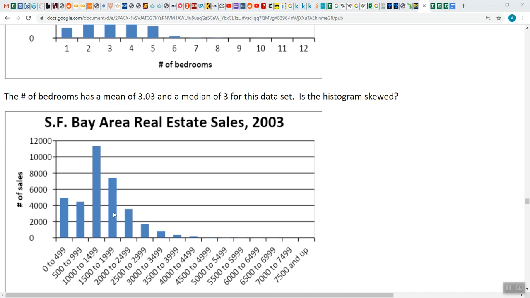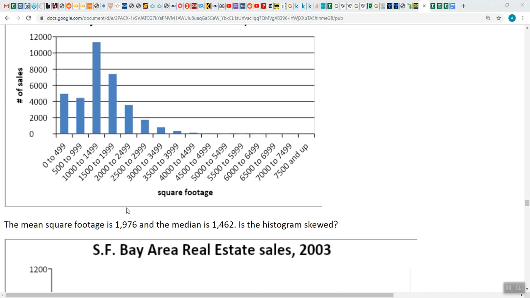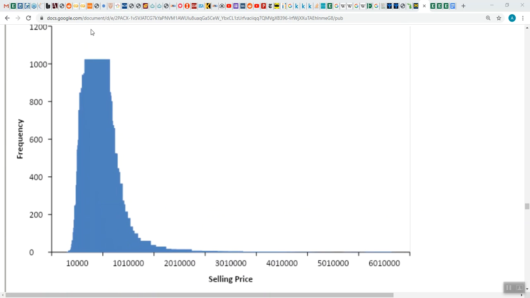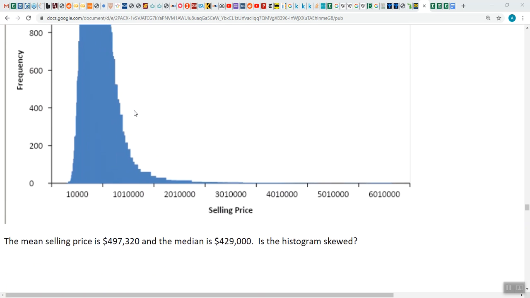Here's the square footage, the size of each house. That's a bit skewed right. Here's more sales data. I'm not sure what happened to my histogram here. It should have a nicer peak to it. But again, that's skewed right.